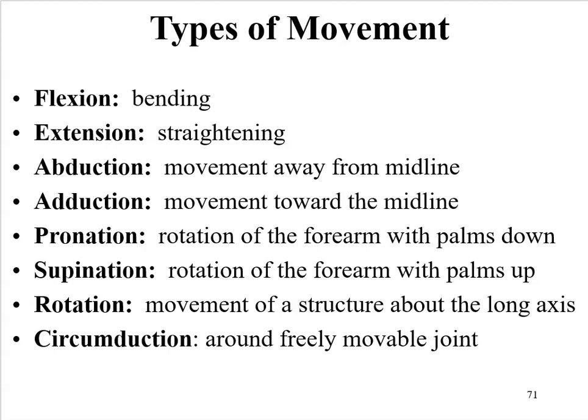Rotation refers to movement of a body part along its own long axis, for example, shaking your head no. And finally, circumduction is a circular movement of a structure, so the joint moves 360 degrees. It's a combination movement with some extension and flexion, some abduction and adduction thrown in.